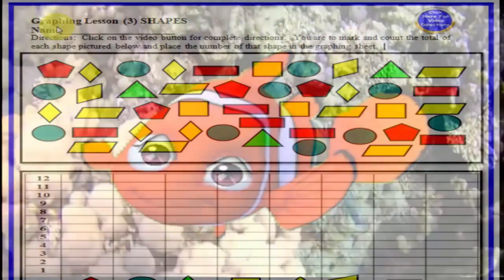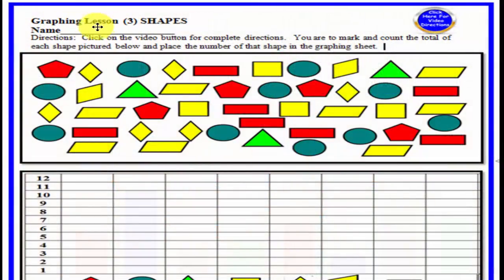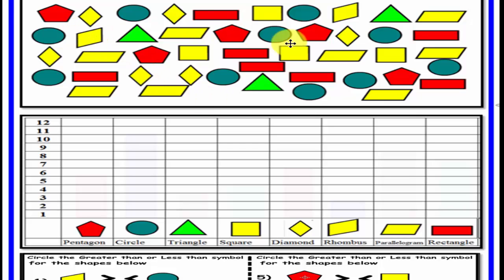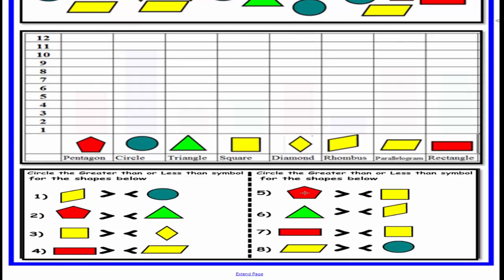Thank you. Welcome to Lesson 3, Graphing Lessons, and we are going to be working with shapes. Now, you'll notice that we have this button up here, and you've probably clicked on it if you're listening to my voice for directions. We also have the directions listed here. This lesson is in two parts. Part 1, we're going to count the shapes and make a graph. Part 2, we're going to determine which shape is larger than the other one.